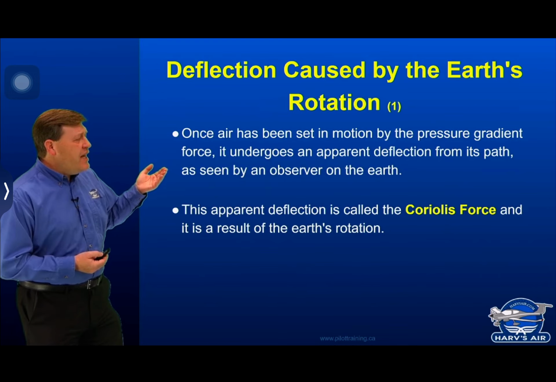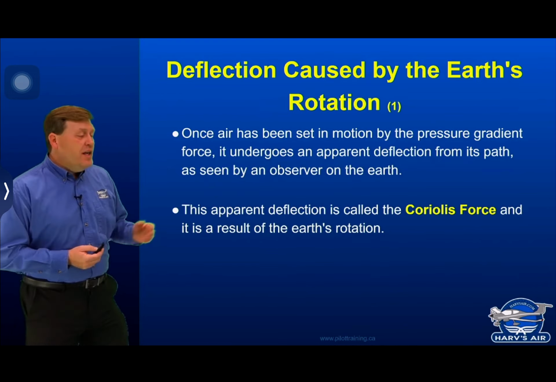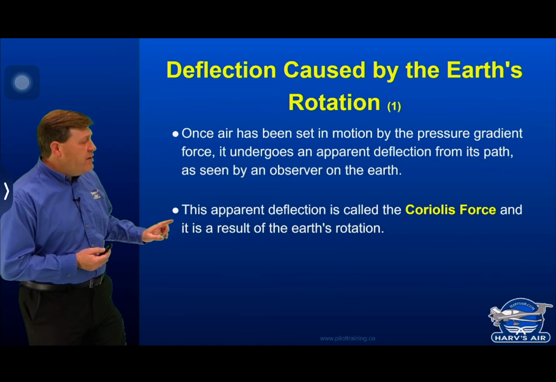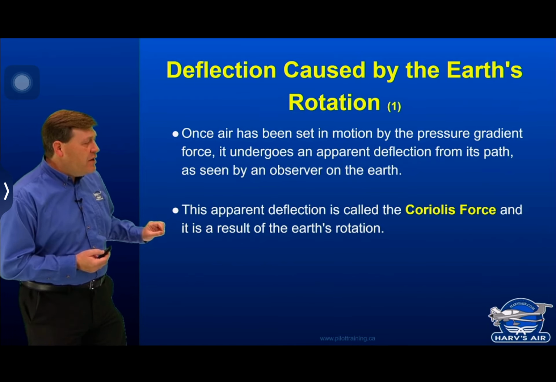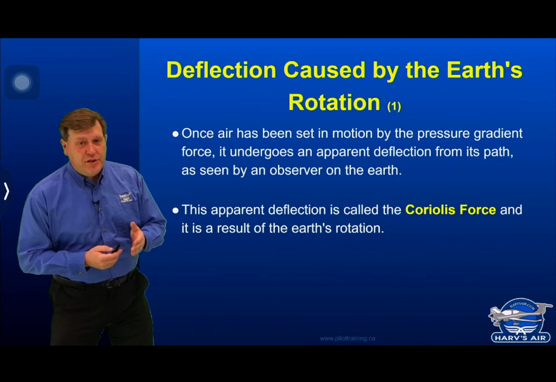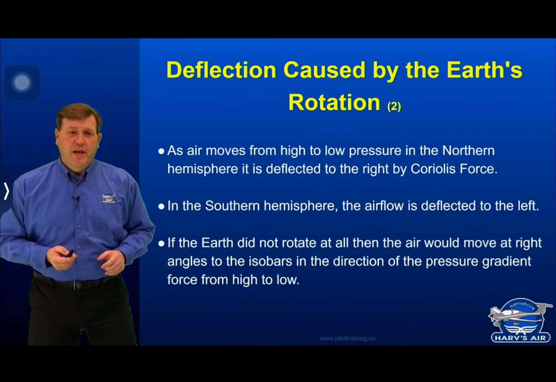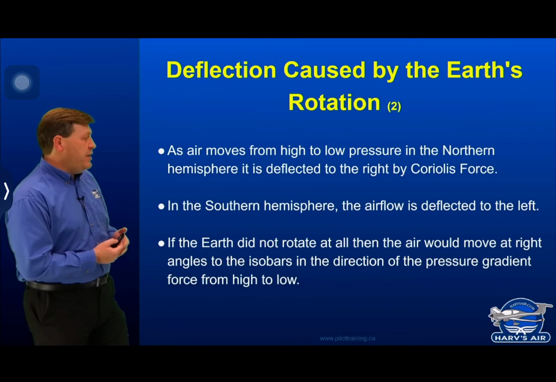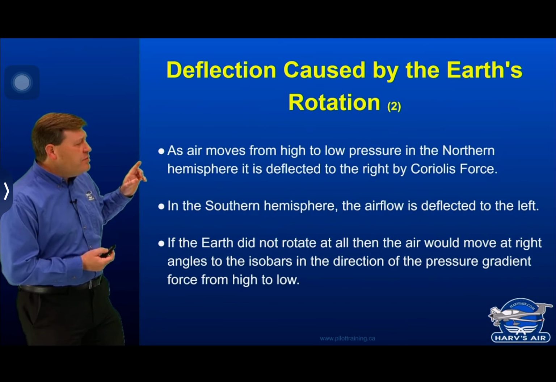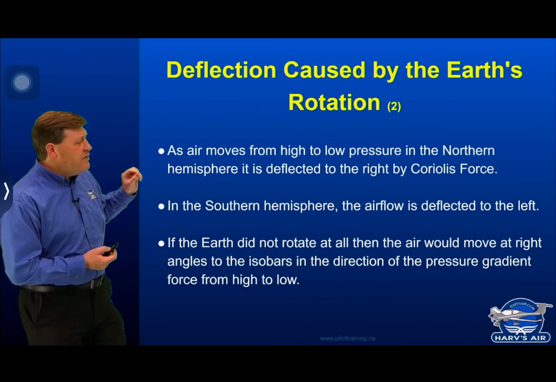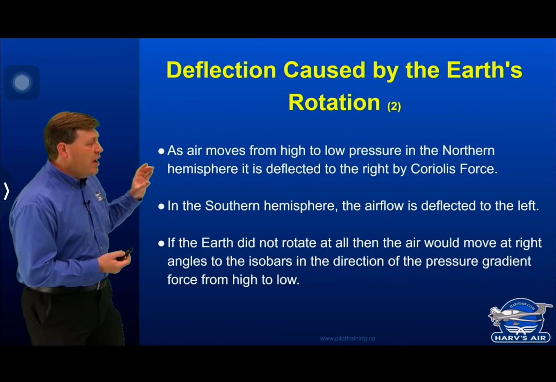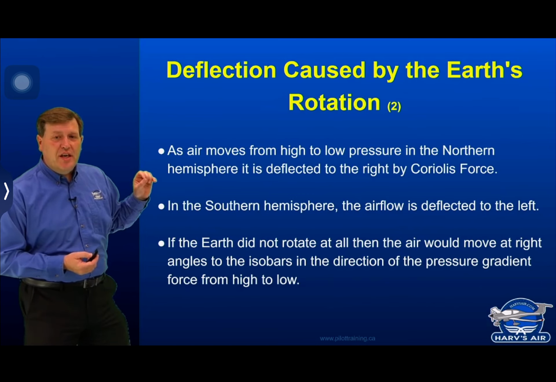Once this air has been set in motion by the pressure gradient force, it undergoes an apparent deflection from its path, as seen by an observer on the Earth. This apparent deflection is called the Coriolis force, and it is a result of the Earth's rotation. Okay, now, the best way that I could think of showing how the Coriolis force actually works is by using an apple, actually. So you can quickly read through these, but what you need to know is that as the air moves from high to low pressure in the northern hemisphere, it is deflected to the right by the Coriolis force. So the Coriolis force causes the air to get deflected to the right.